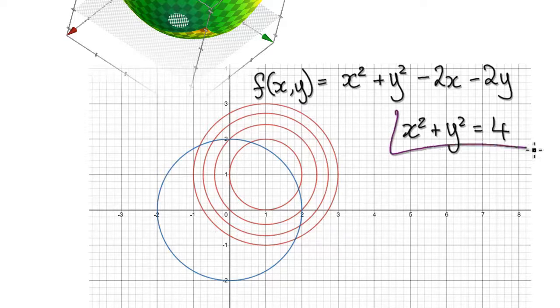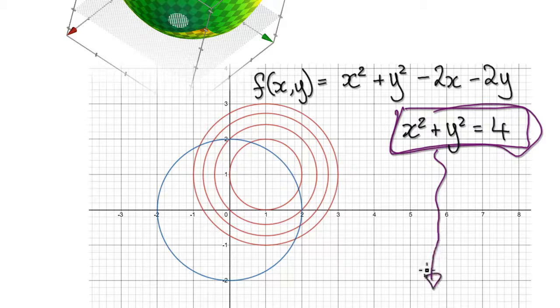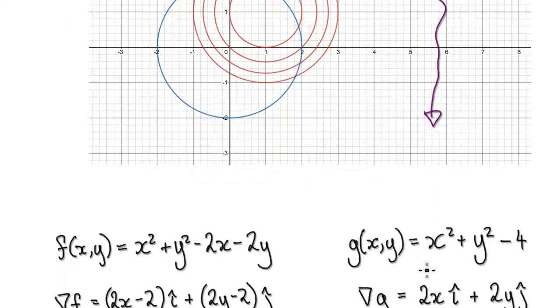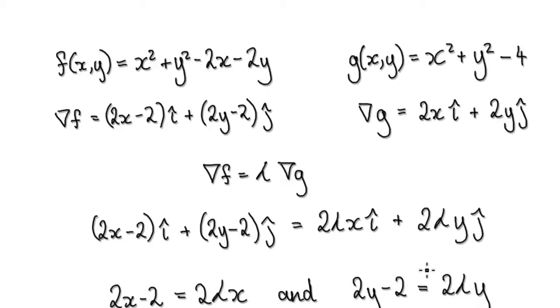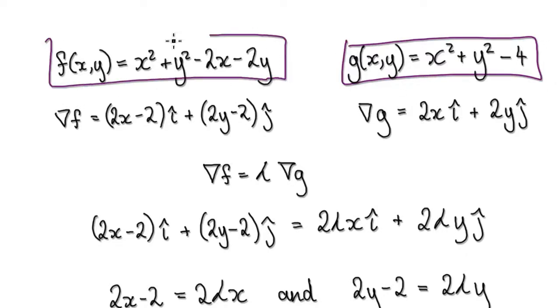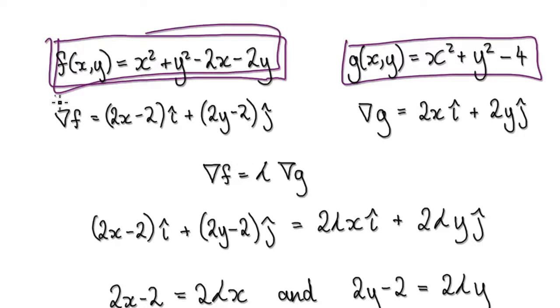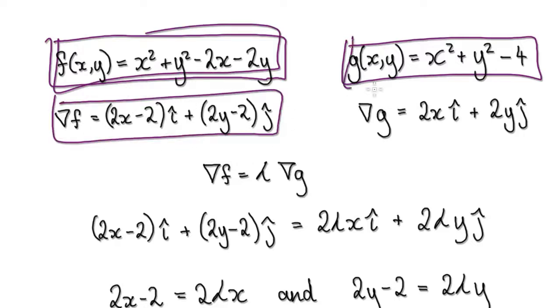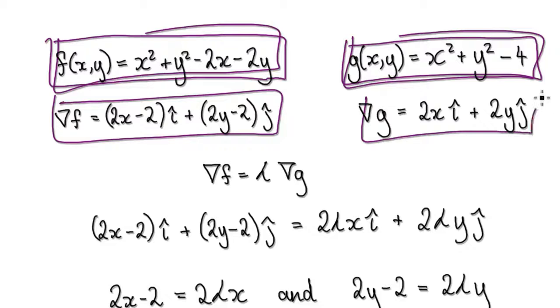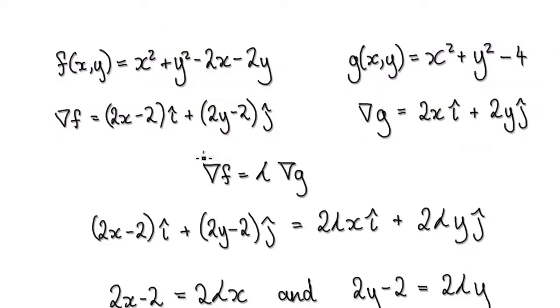Okay, so to do this, let's turn this into a function of two variables. So that will then give us this thing here. So now we can take the gradient. We can find the gradient vector of both functions. So the gradient vector for this function is given by this. The gradient vector for this function is given by this. So let me illustrate that on Desmos.